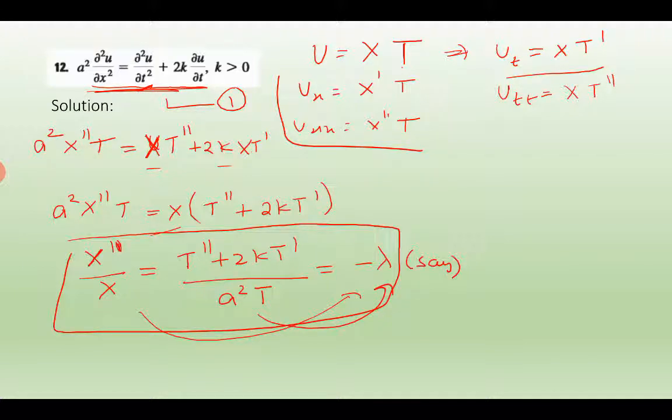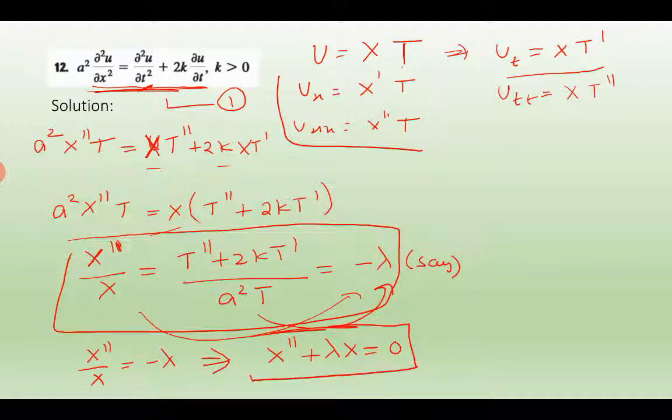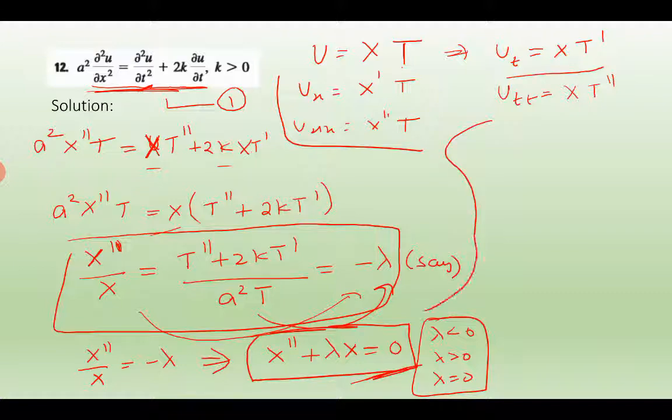Now here you identify these are second order derivatives. First comparison, X double prime over X is equal to negative lambda will give you X double prime plus lambda X is equal to 0. This is a second order linear differential equation, which is almost in the Sturm-Liouville problem without boundary conditions, isn't it? And we have to analyze the solution of this differential equation for 3 cases: lambda less than 0, lambda greater than 0, and lambda equal to 0. We don't know what is the case of lambda, isn't it? We'll analyze. We'll be back to that one.